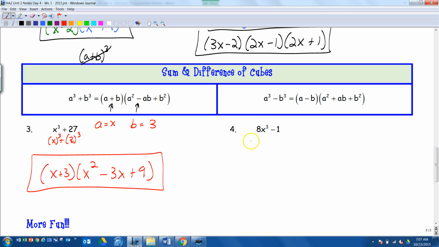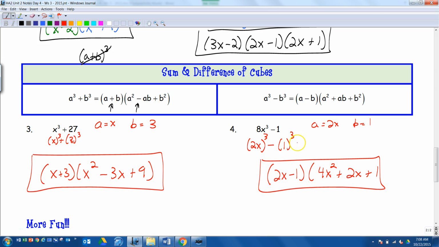Okay, we have to figure out what a is here. 8, what cubed is 8? It's 2 and x. So my a is equal to 2x, my b is equal to 1. And it's a minus sign, so we're going to use this pattern. So it's 2x minus 1. 2x quantity squared, be careful. You have to square both pieces, it's 4x squared. Plus 1 times 2x is 2x plus 1. And that's the answer.